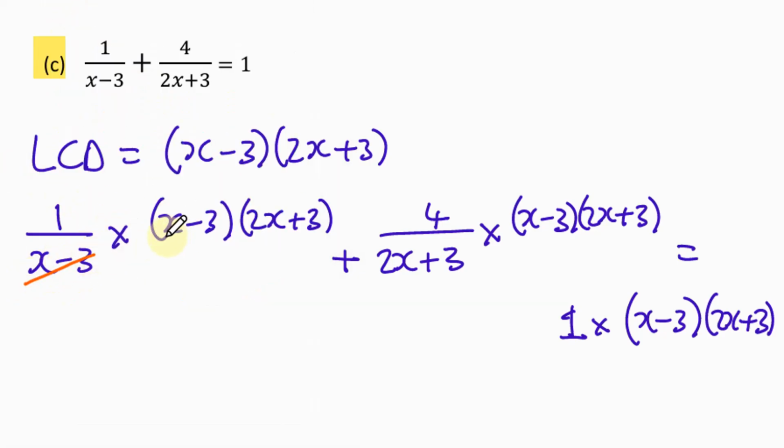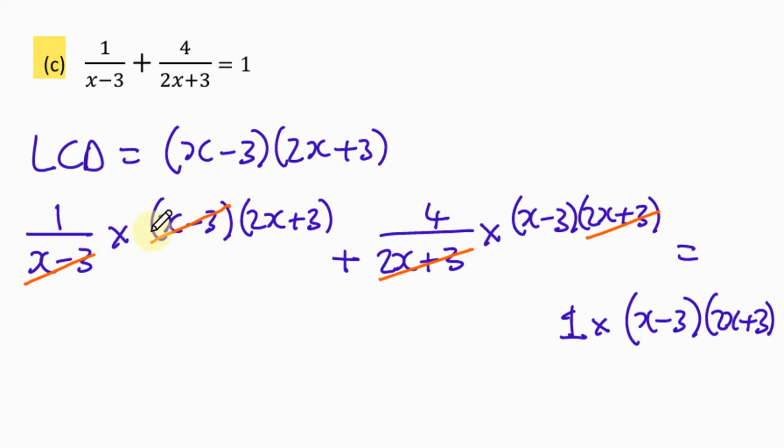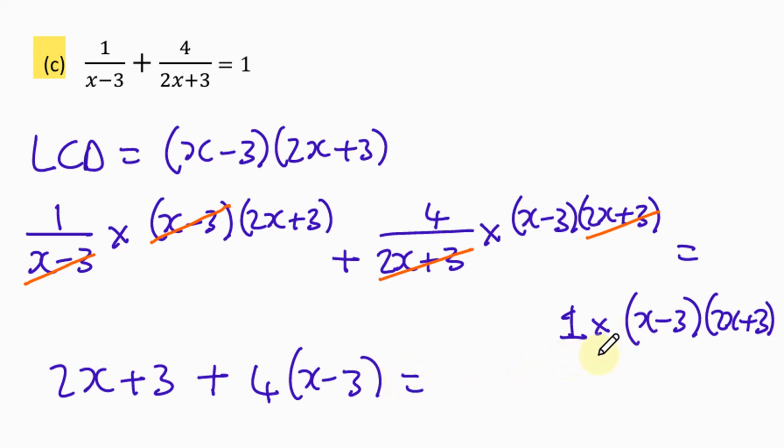x minus 3 cancels with this x minus 3. 2x plus 3 cancels with this 2x plus 3. In the first term, we're going to be left with 1 times 2x plus 3, which is just 2x plus 3. Then a plus. Then in the second term, we're left with 4 into x minus 3. On the right-hand side, 1 times these brackets will give the brackets. So we can multiply out the brackets.